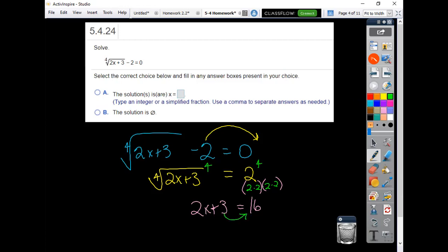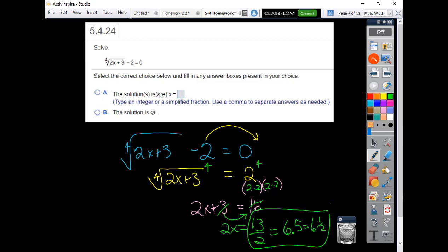So subtract 3 to the other side. That leaves a 13 over here when I take it off from there. And divide by the 2. So either 13 halves, which if I'm not mistaken is 6.5, or 6.5, whatever form of all of that you prefer to use. So the solution would be 6.5.